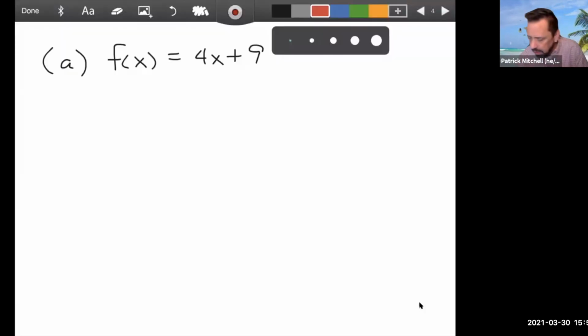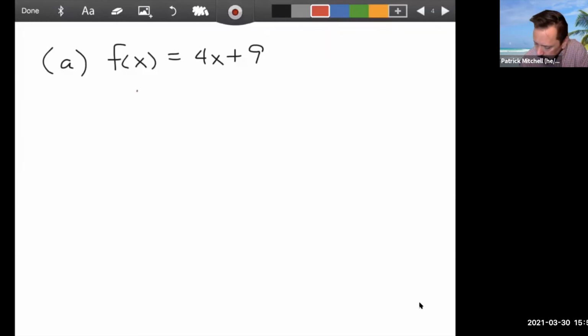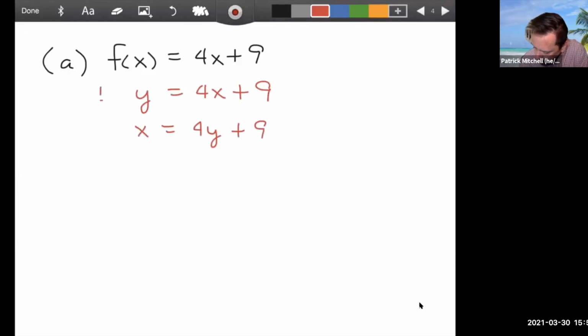Okay, so first example, f of x equals 4x plus 9. Step 1, replace f of x with y. y equals 4x plus 9. Step 2, interchange x and y. x equals 4y plus 9.